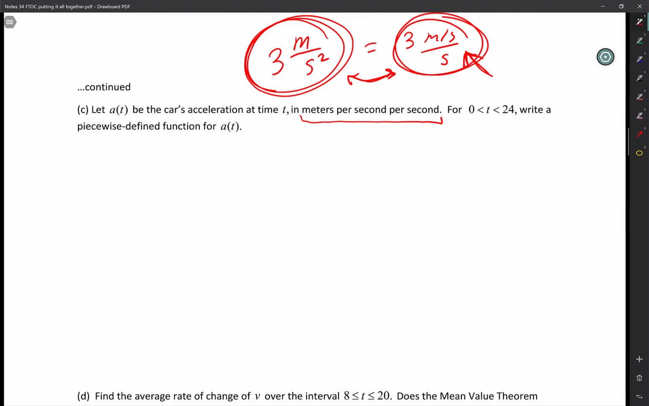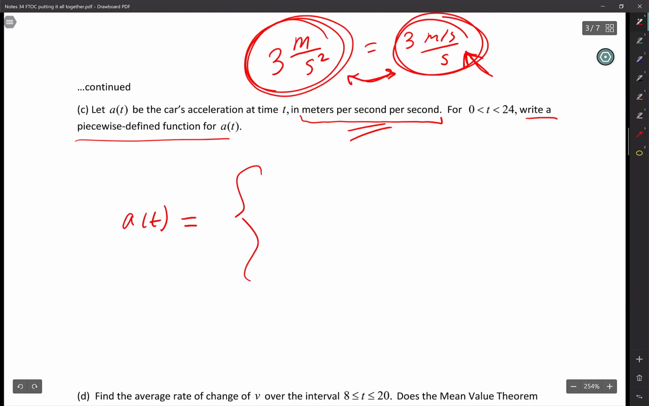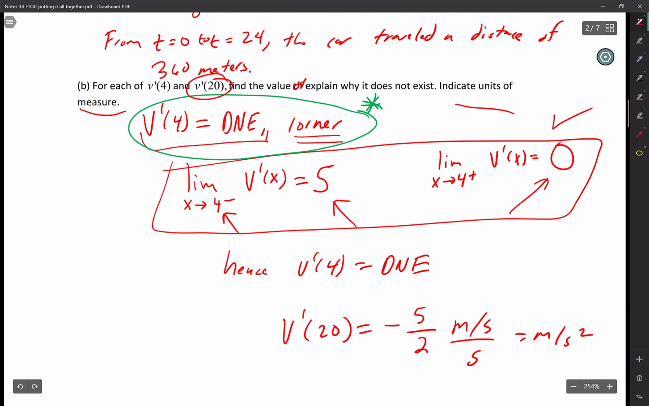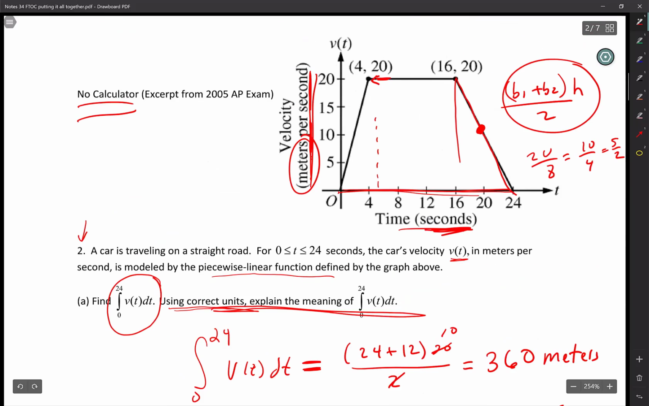Okay, let's talk about this one now. Let A of t be the car's acceleration at time t in meters per second per second. Thank you, College Board. I love that wording here. Between 0 and 24 seconds, write a piecewise defined function for A of t. Okay. I think we can do this, guys. We took algebra. A of t, piecewise function. I go to my velocity, and I look between 0 seconds and 4 seconds. Find me the slope.